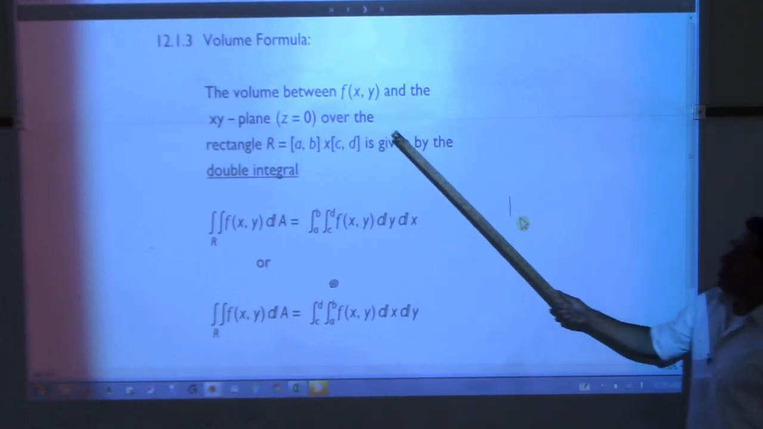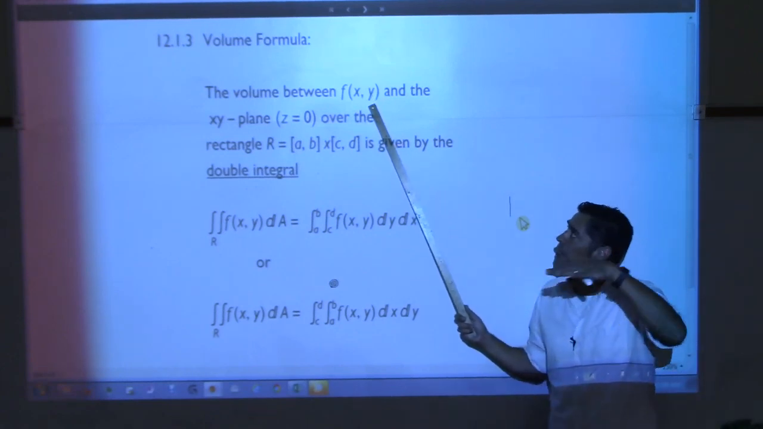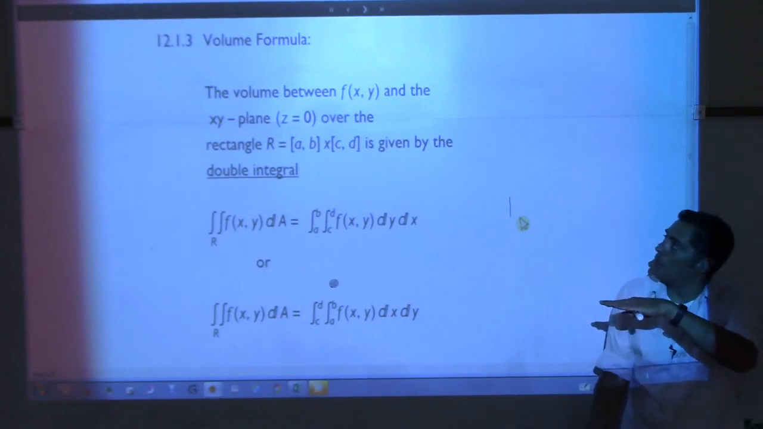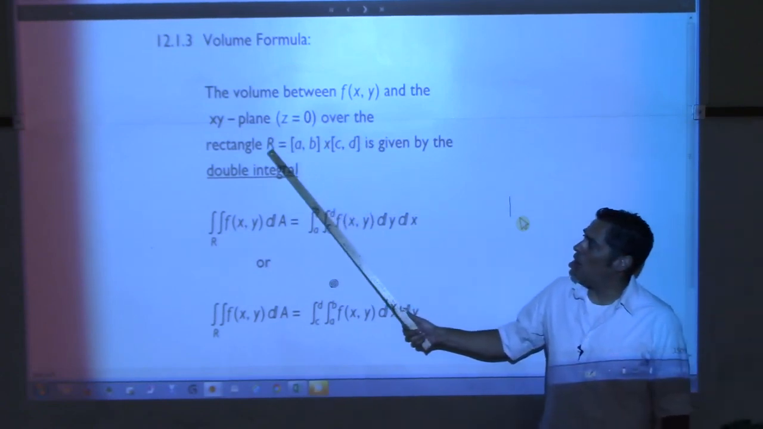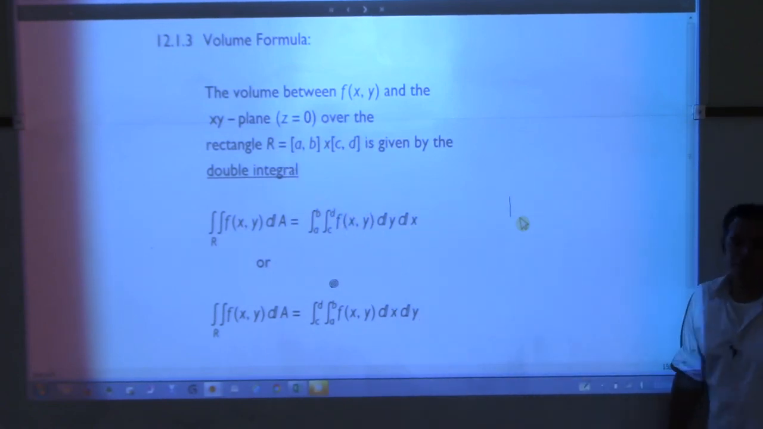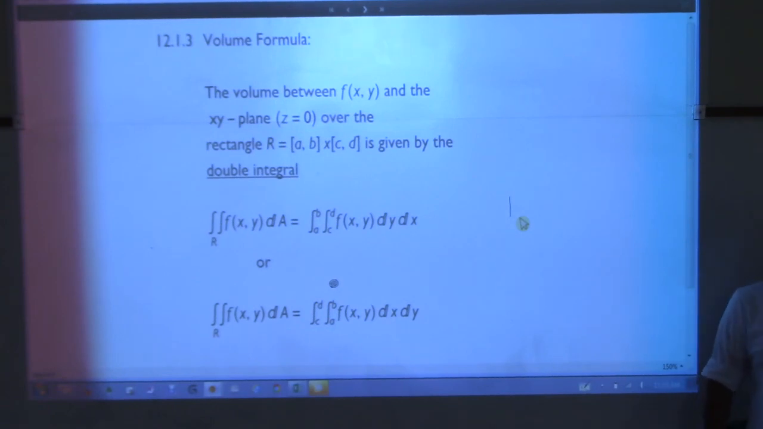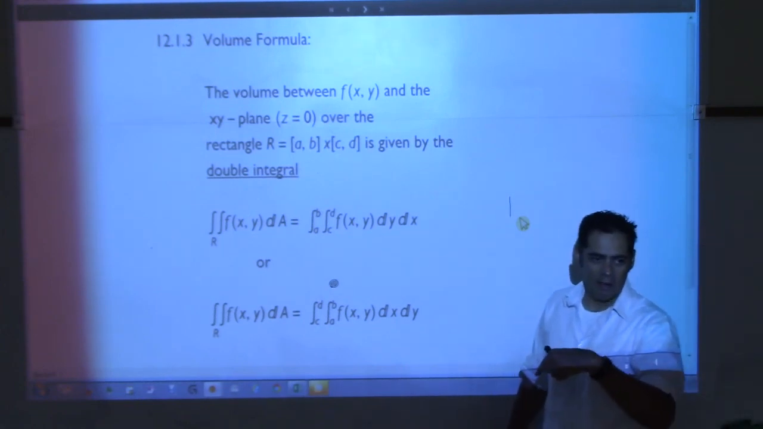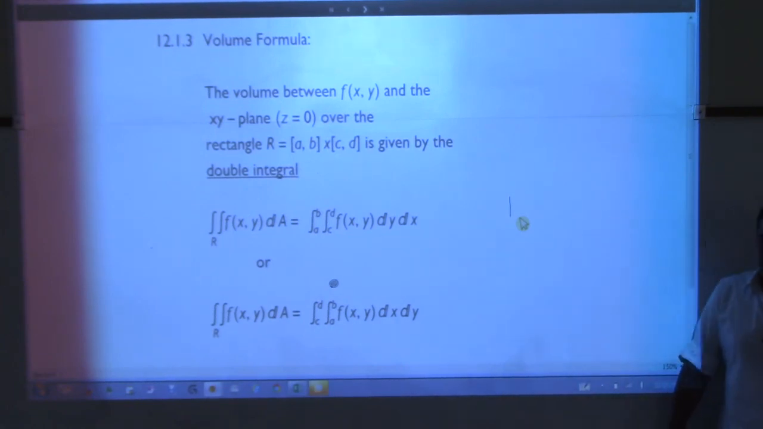The volume between some surface, f of x, y, and the xy plane, which is the ground, over the rectangle R equals [a,b] cross [c,d]. So this is only over rectangles. This formula does not work if your domain is not a rectangle. And we are headed there, okay? We are going to integrate over things other than rectangles. If it's a rectangle, it's a very straightforward setup.